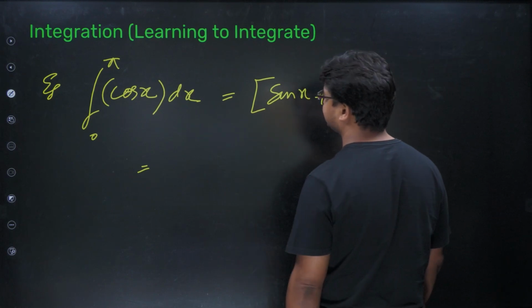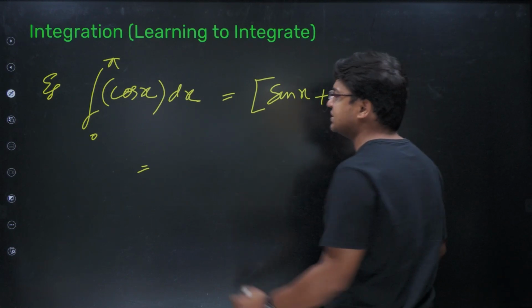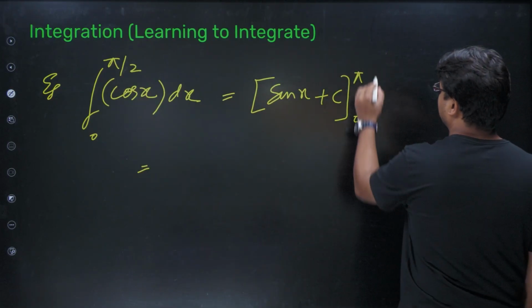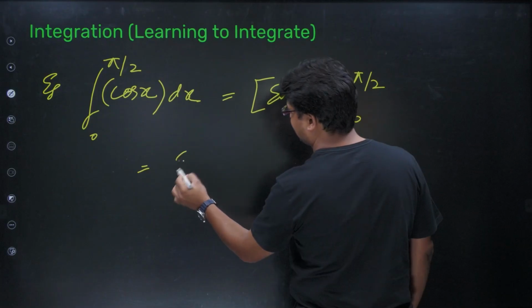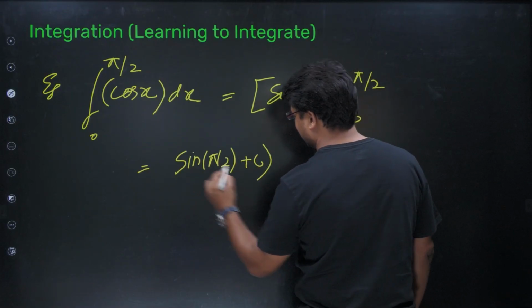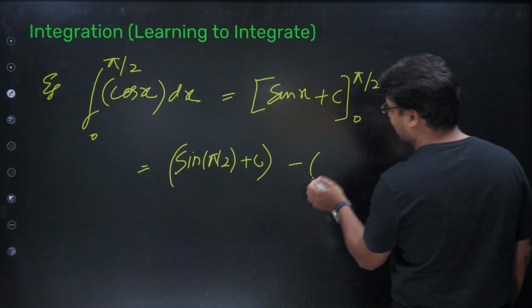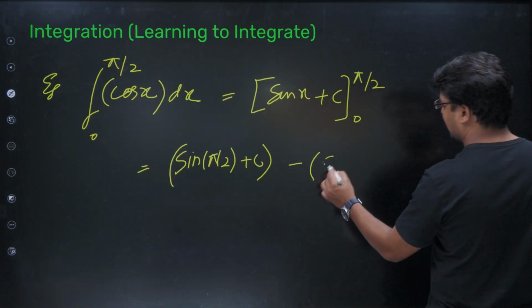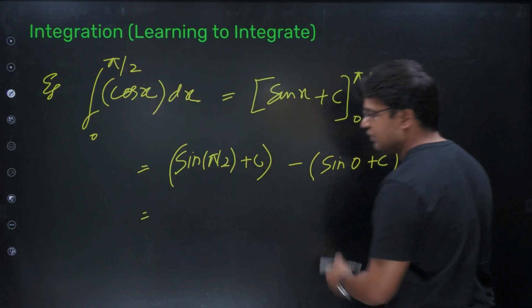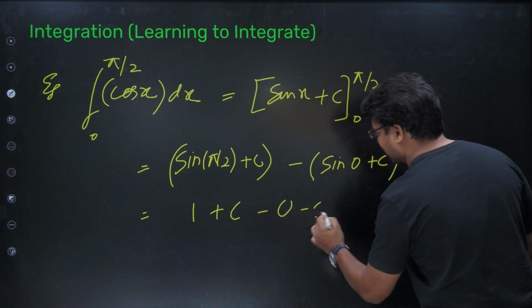Okay guys, let's do one thing. Let's change this to pi by 2, otherwise the example will not be very meaningful. So this will become sine of pi by 2 plus c. This is what I get when I put the upper limit. And what do I get when I substitute the lower limit? I get sine 0 plus c. Now do you see what happens? Sine pi by 2 is 1 plus c, then minus 0 minus c.